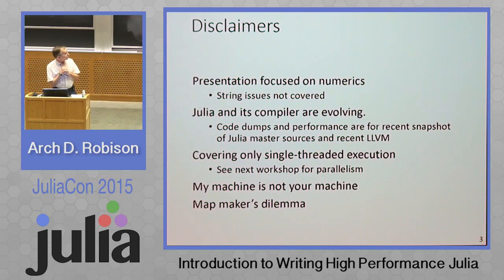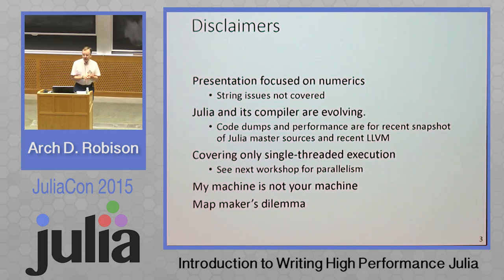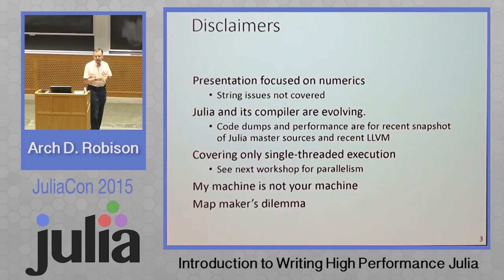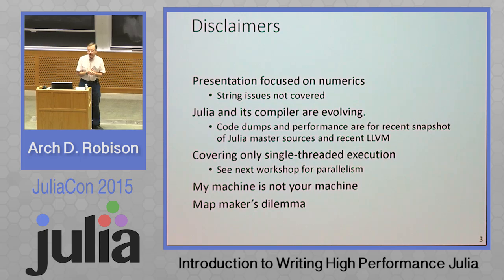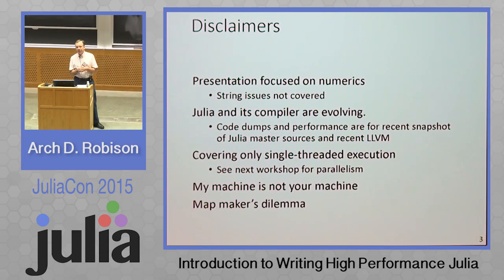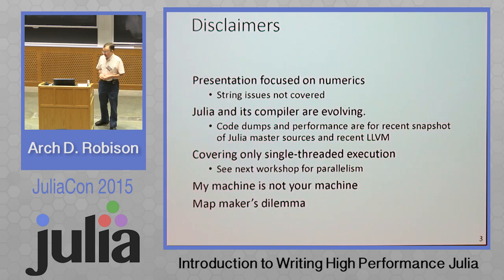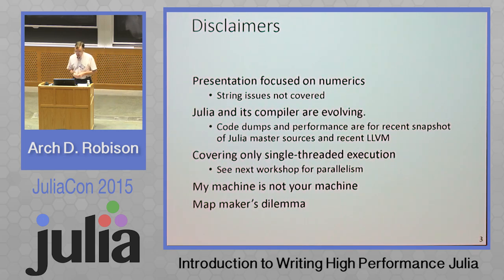Also, Julia and its compilers are evolving. So any code dumps I show are from a recent snapshot of master. I use those instead of the current 0.3 release, because in the 0.3 release, the code was usually a little bit uglier. But the advice here applies to the current release also. I'm covering only single-threaded execution. Multi-threaded execution is covered by the parallel workshop that comes after this one.